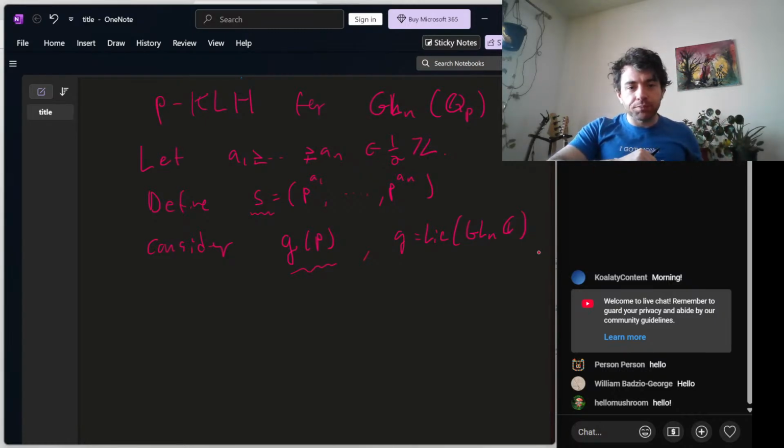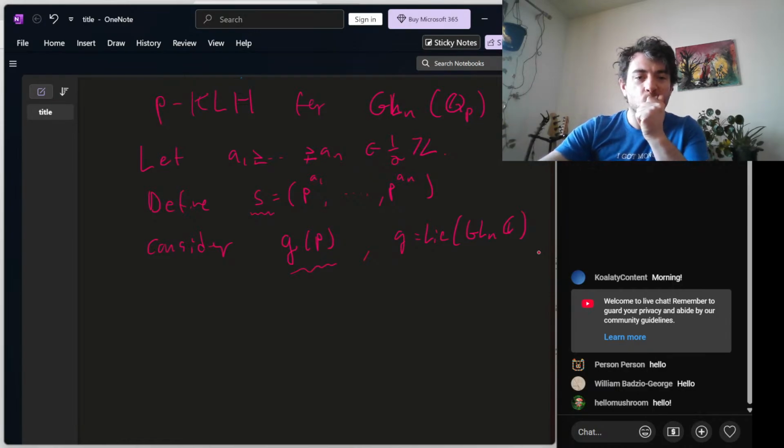So, we've got, where are we here? Got this Lie algebra. We're looking at the eigenspace.